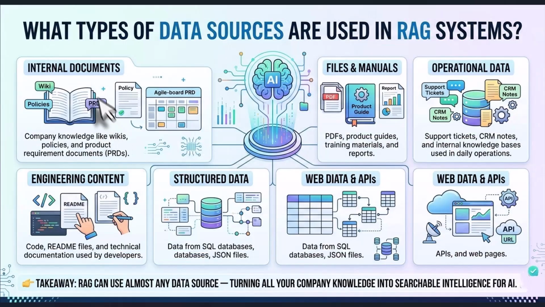Okay. Next one, what types of data sources are used in RAG systems? We use internal documents, that is, company knowledge like wikis, policies, and product requirement documents, PRDs, and also files and manuals, that is, PDFs, product guides, training materials, and reports.